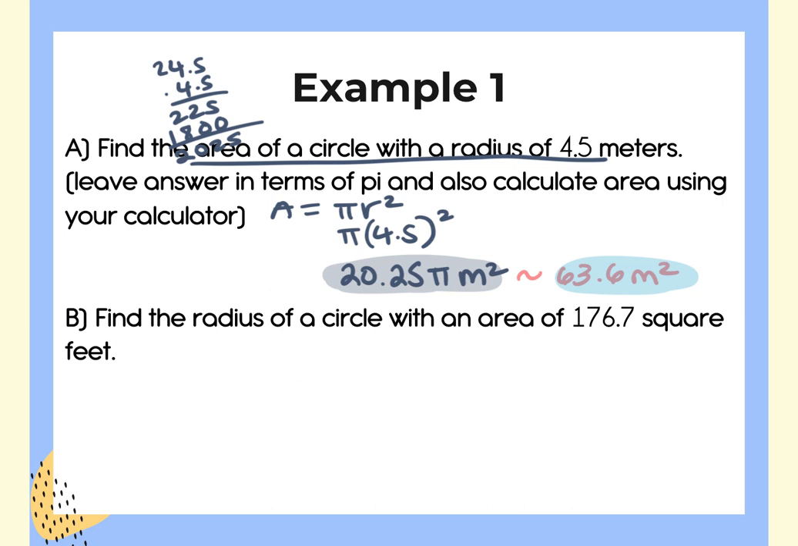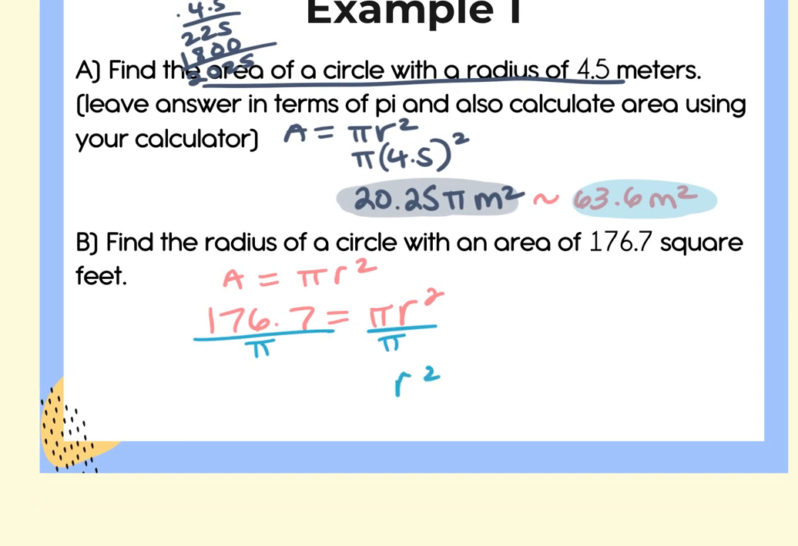B says find the radius of the circle with an area of 176.7. So if my area equals pi r squared and 176.7 is the area, how do I solve for r? Square root. Before you do that, because you can't square root the pi, I have to divide by pi first. I've got to isolate the r squared. So r squared, keeping it to the nearest tenth, would be 56.2. And then I square root, because it's r squared.